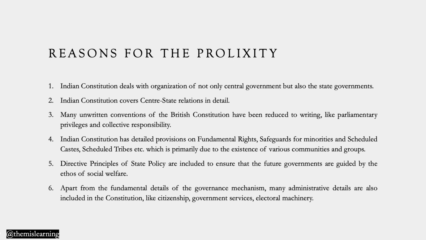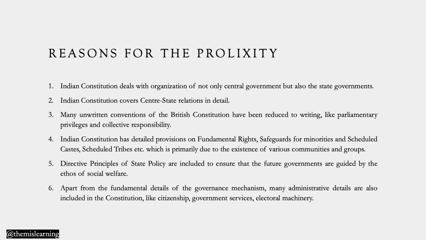So when we're talking about center-state relations, we need to understand that neither center nor state is subordinate to the other. Both of them have been given certain powers, and how those powers are supposed to be exercised, or what would be the distribution of those powers, has also been clearly enumerated under the Indian Constitution.